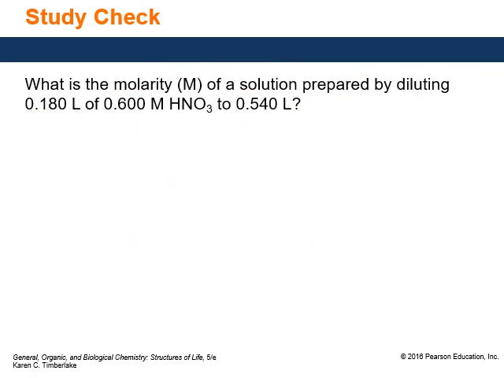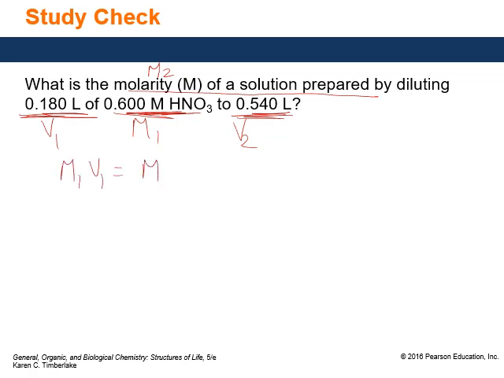Another example, what is the molarity of a solution prepared by diluting 0.180 liters of 0.6 molar HNO3 to 0.540 liters? So again, what is the question asking? What is the molarity of the solution prepared? So this is the final concentration by diluting these many liters. So this is the initial volume of initial concentration to this much. So this is the final volume. And the formula again is M1 V1 equals M2 V2.